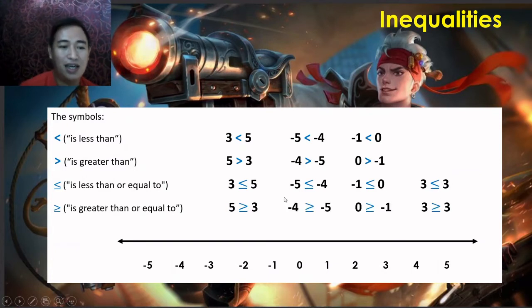Okay, next is greater than or equal to. Actually, it is the reverse of the earlier one. Also, 3 is greater than or equal to 3. It is false for greater than, but true for equal. So, this is okay. Okay?